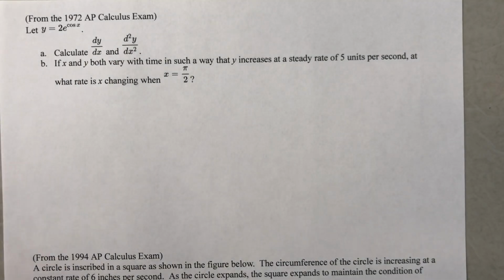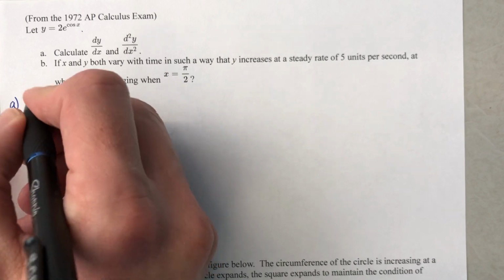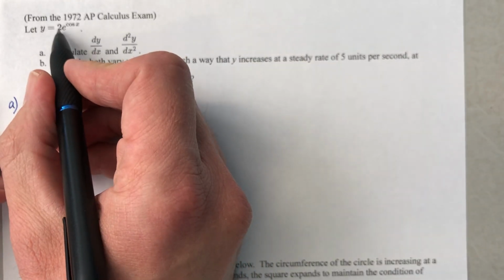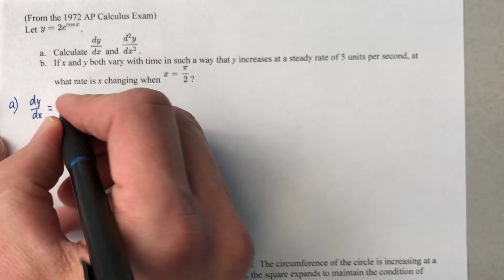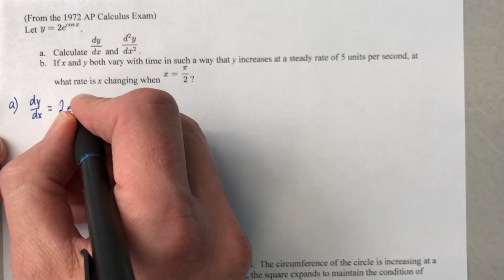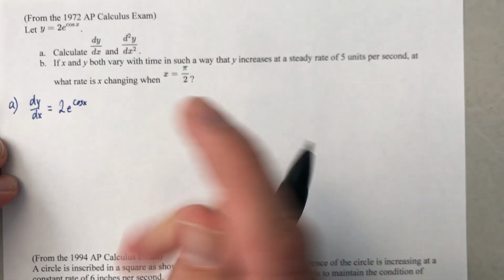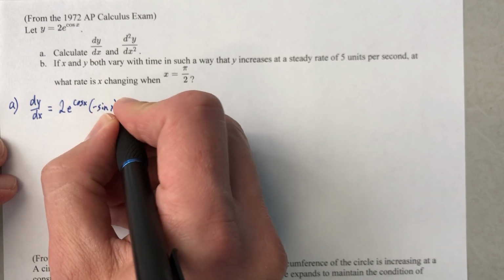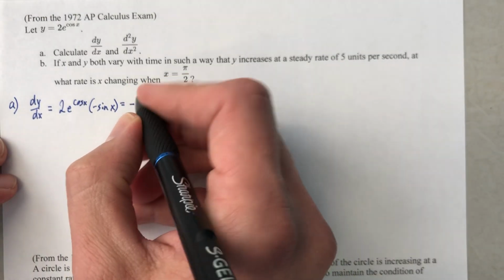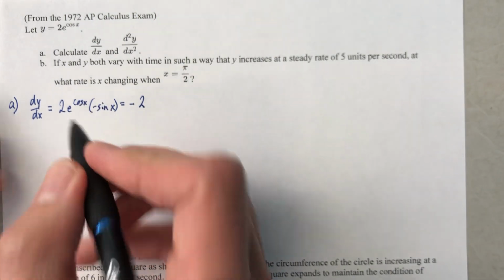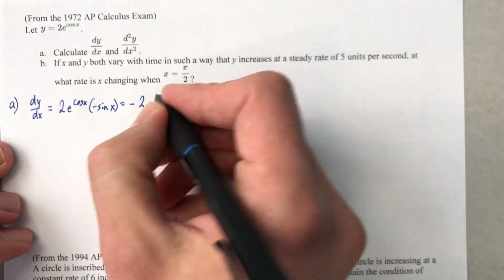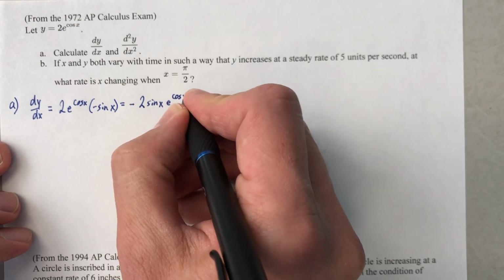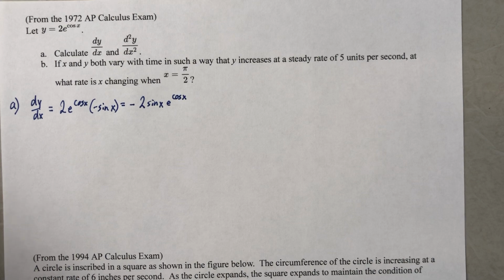Here's part A in blue. So part A, the first derivative, dy dx, is, okay, the derivative of 2e to the cosine x is 2e to the cosine x times the derivative of that exponent, which would be negative sine x. So we will have negative 2. Let's put the sign in front. It's good to have exponential things last. So negative 2 sine x e to the cosine x. Okay, that is your first derivative, my friends.